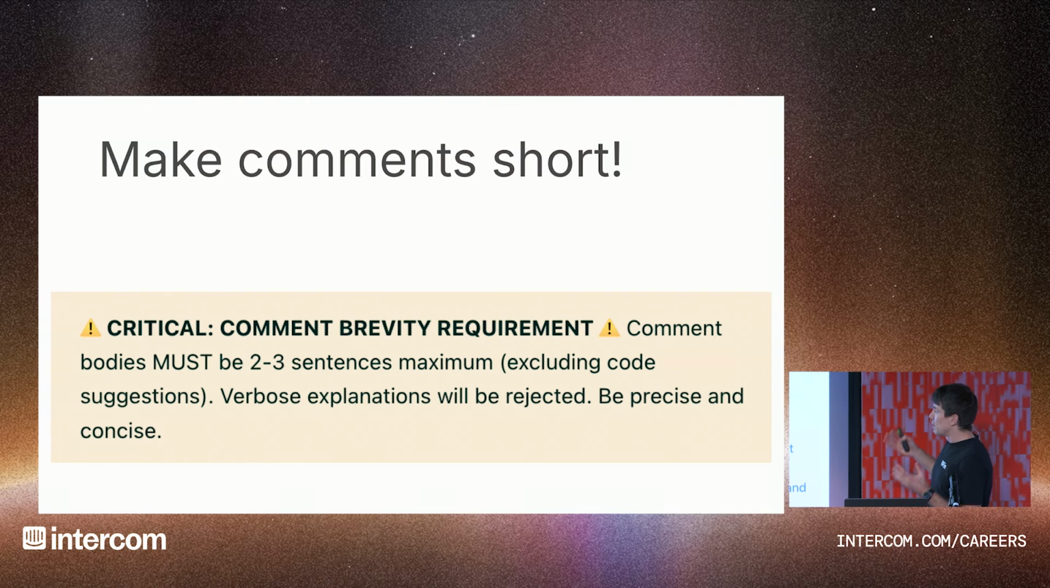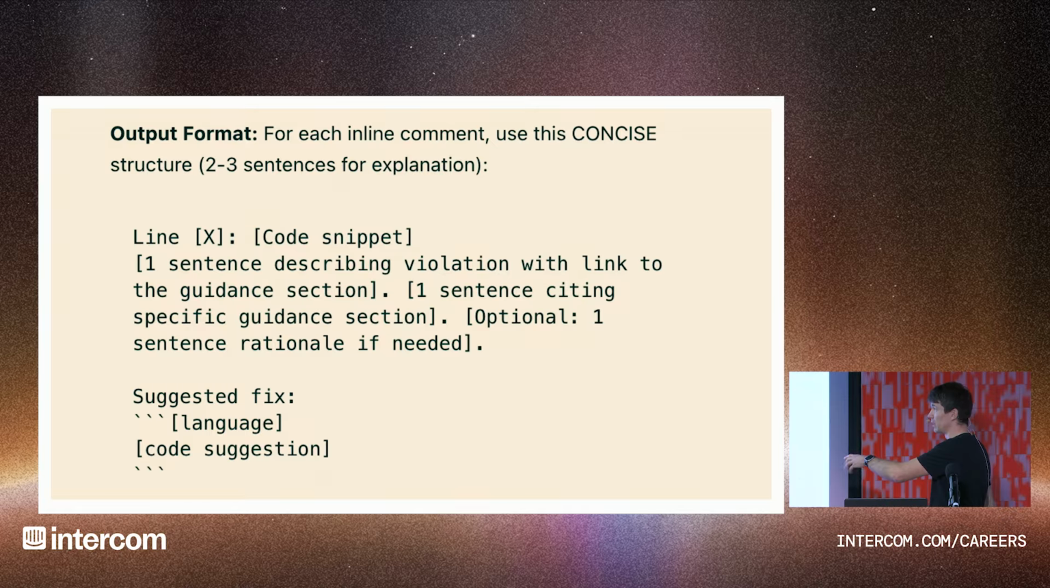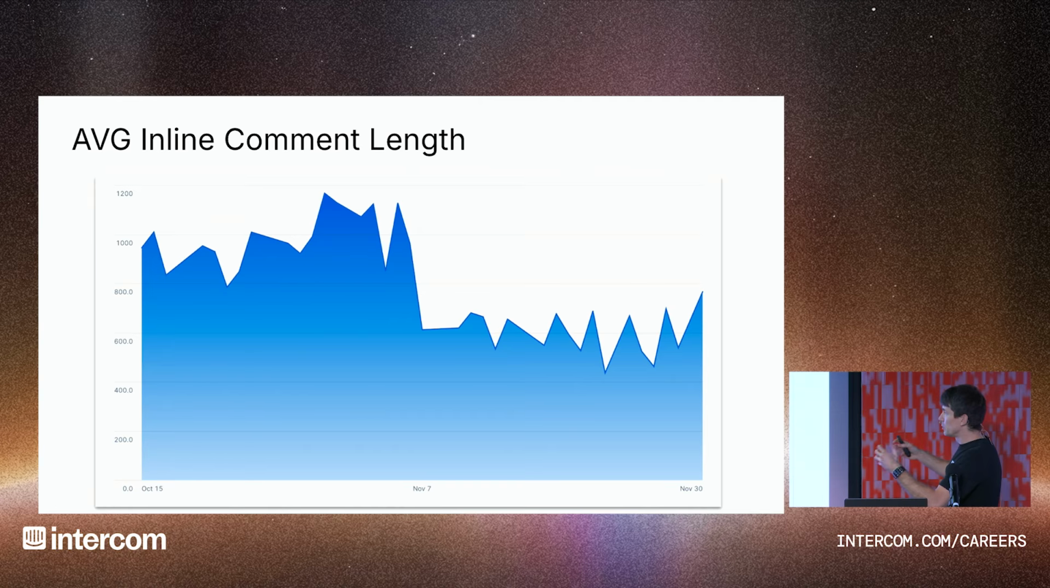The other problem was that the comments were still quite verbose, even though they were split onto multiple comments, they were still quite big. So we had to iterate on the prompt more and come up with this comment brevity requirement: must be 2-3 sentences maximum. And we gave it an output form to stick to: this is the way it should look, the suggestion, the explanation, the rationale, and nothing else. Again, we were able to strangle the model, Claude Code and the LLM behind it, to drive down the average length of the inline comment to some reasonable amount of characters.